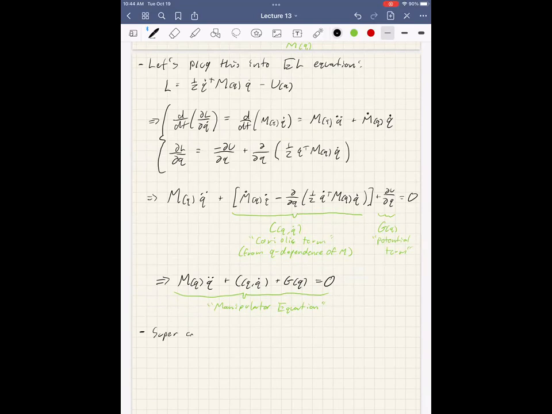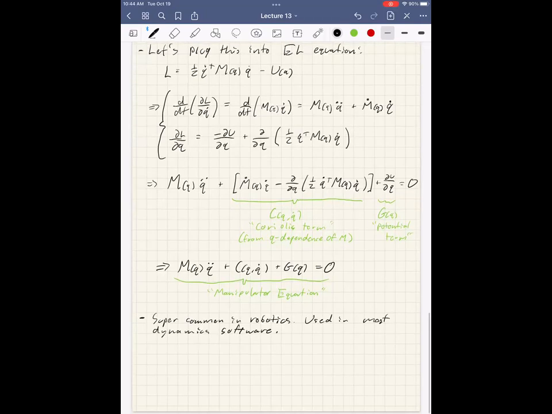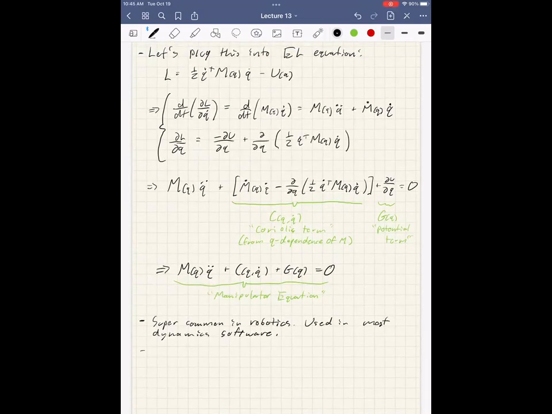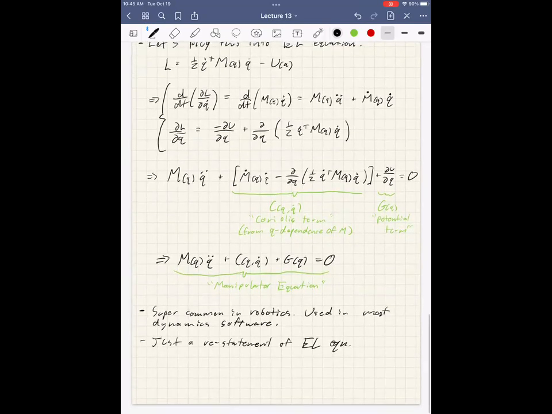So, let's see. What else is there to say about this? It's just a restatement of the Euler-Lagrange equation. And let's see.